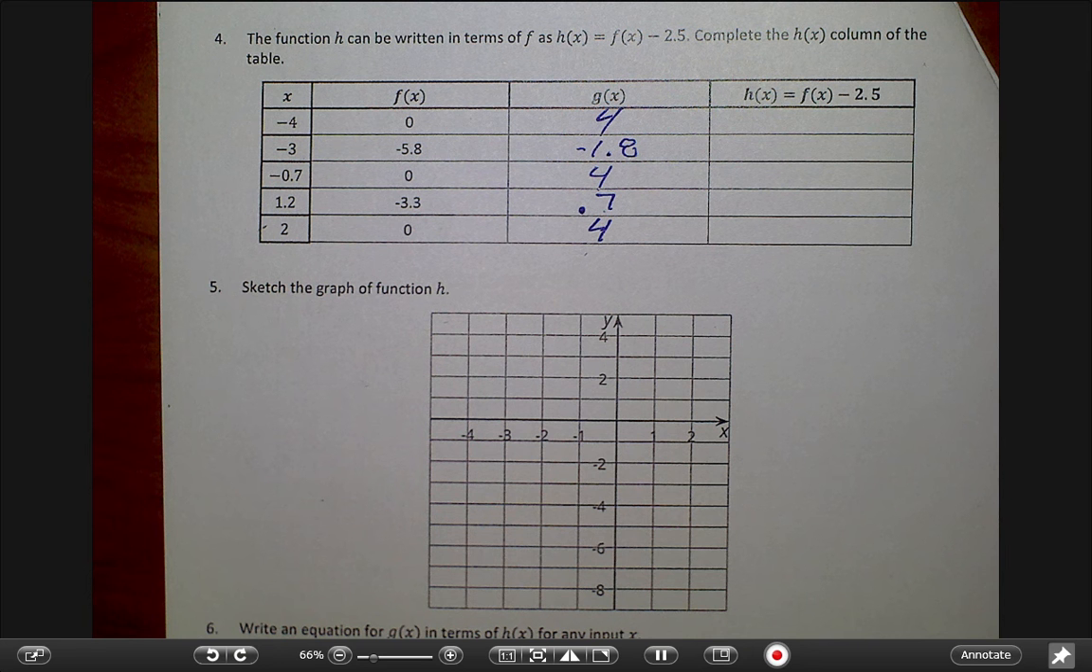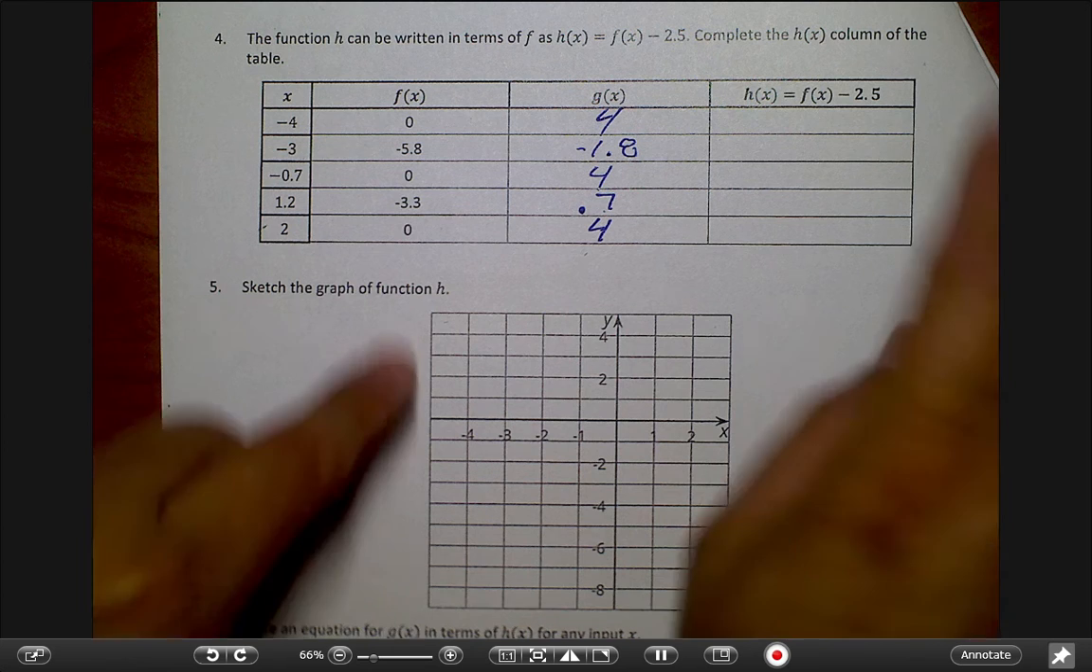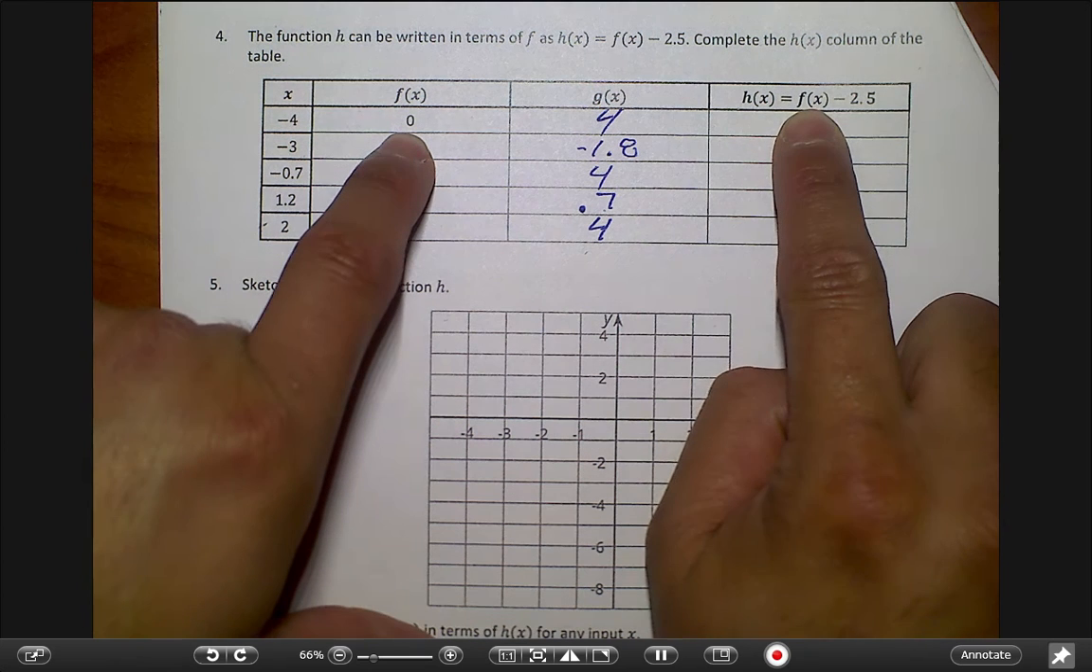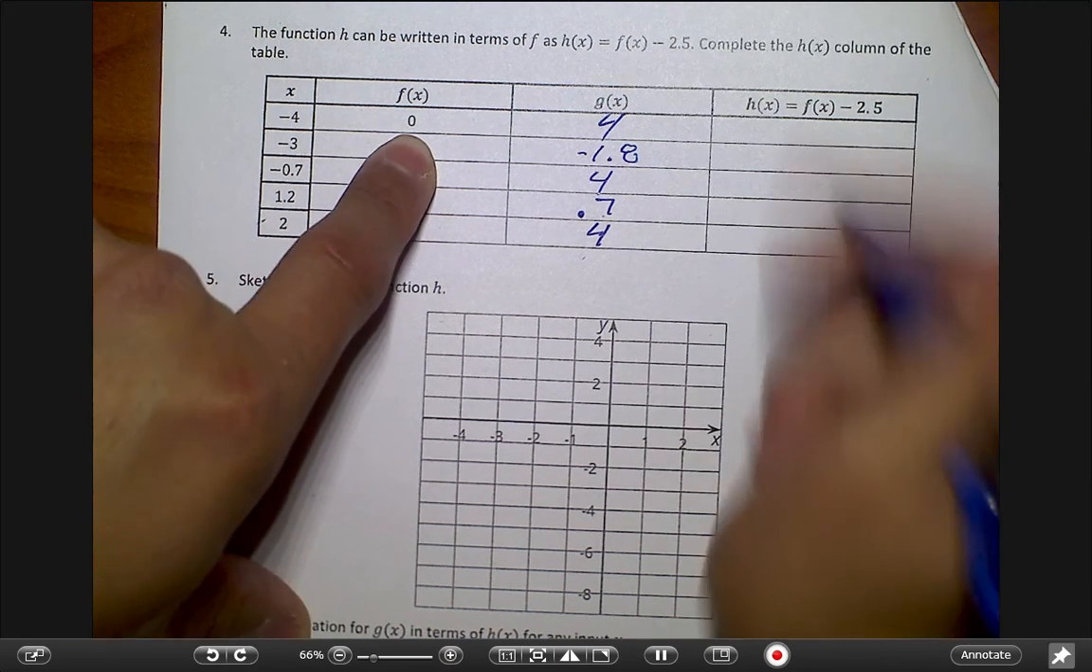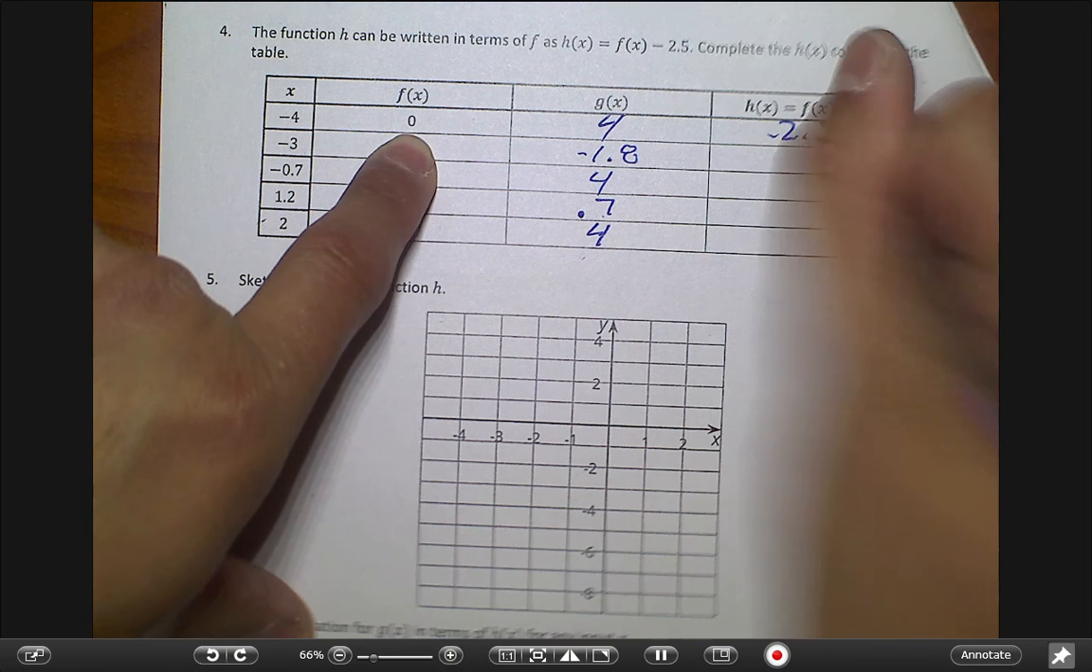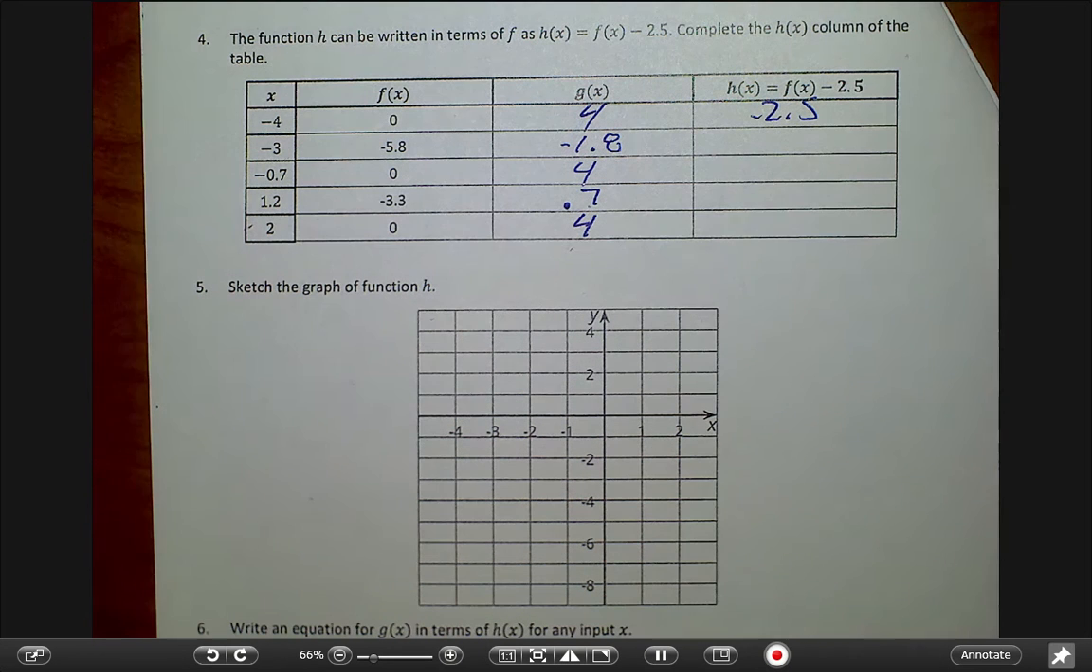It's the same as that one. Is it? Oh, okay. Can you add negative 4 plus 2.5? No, no, no, this is f. Which one's f? 0, right? So it's 0 minus 2.5, which gives me negative 2.5. They're all negative, correct? Possibly.